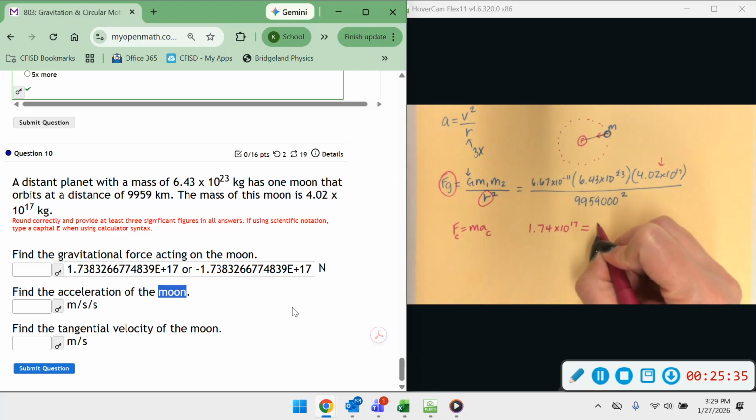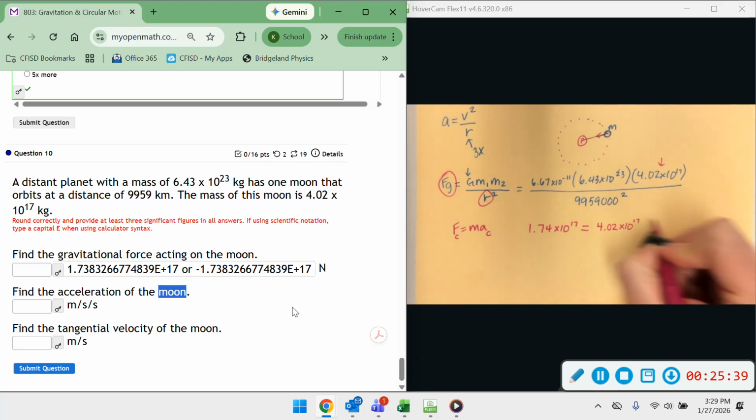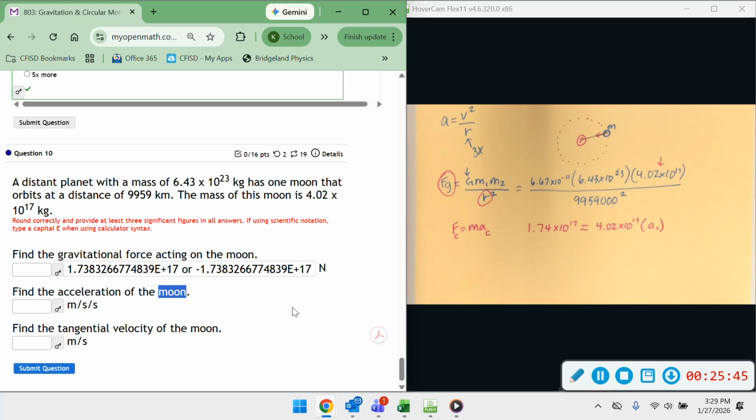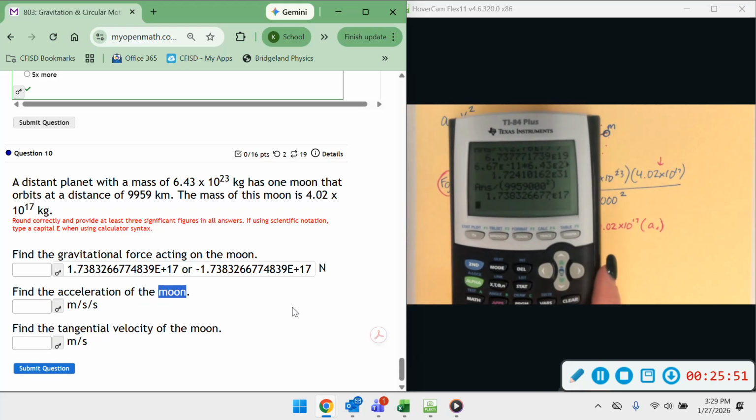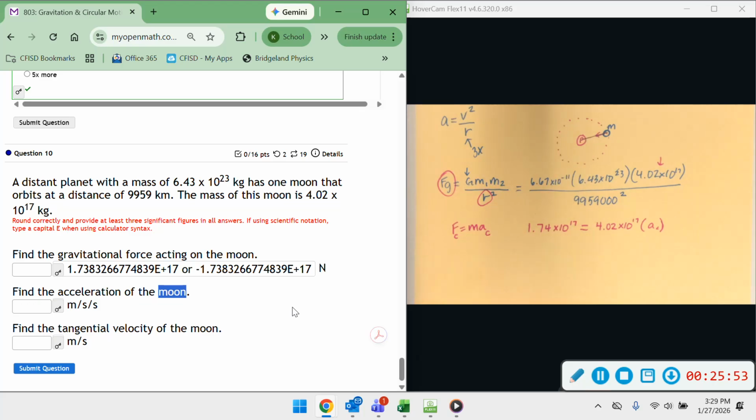But the mass will be 4.02 times 10 to the 17th, and then a. So that is your substitution step. We're going to divide our answer to the previous question by this value here. And I'm not going to use the rounded value. I'm going to use the value on my calculator screen, because if I use this one, I'm probably going to have rounding error in myOpenMath. So only round at the end when you're using myOpenMath.